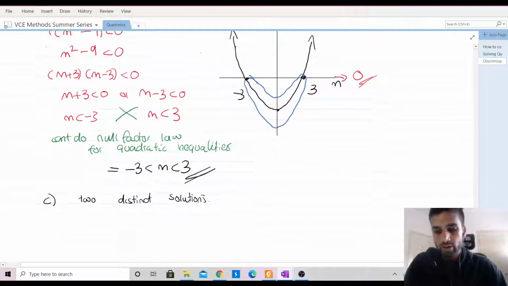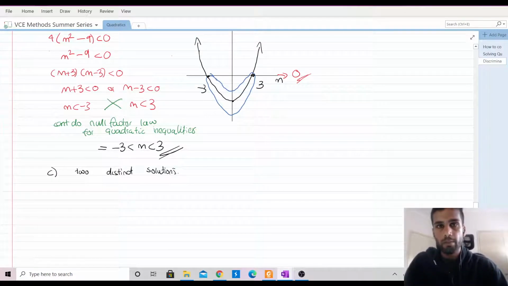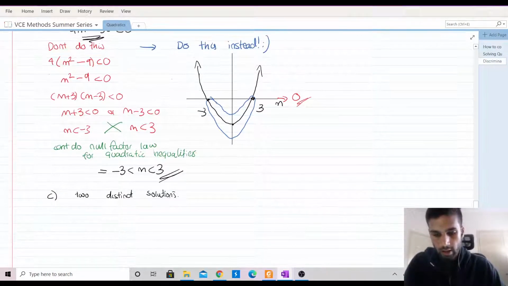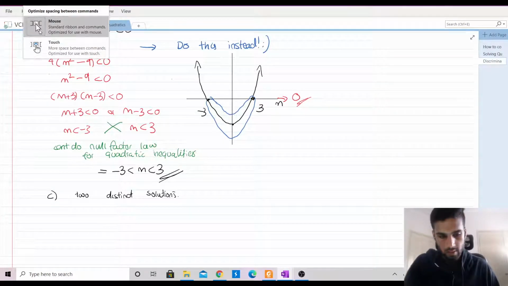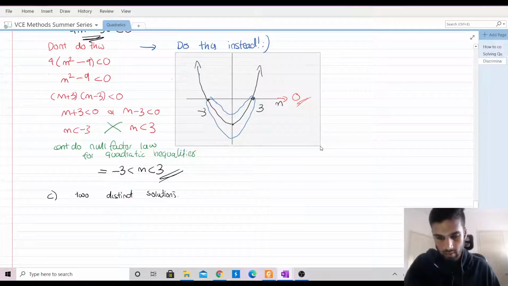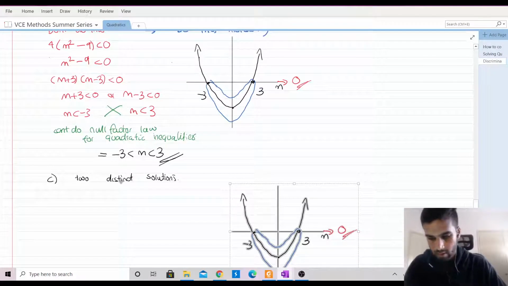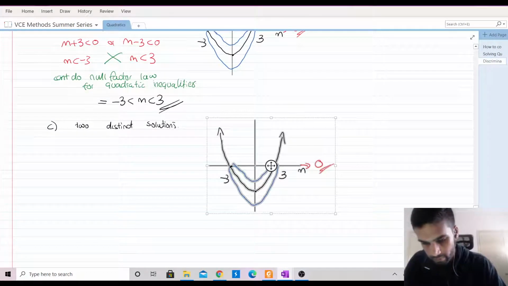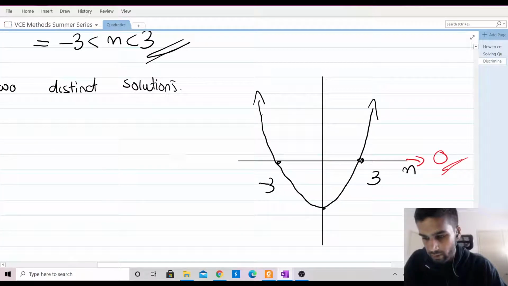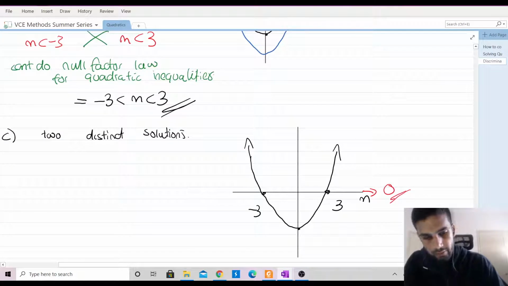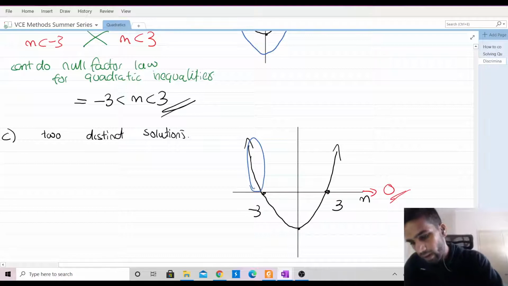Two distinct solutions occur when the same graph is above 0. So if I just copy and paste this graph quickly, paste it in here. Okay. So when is this graph greater than 0? This graph is greater than 0 on the flip side, over here and over here.